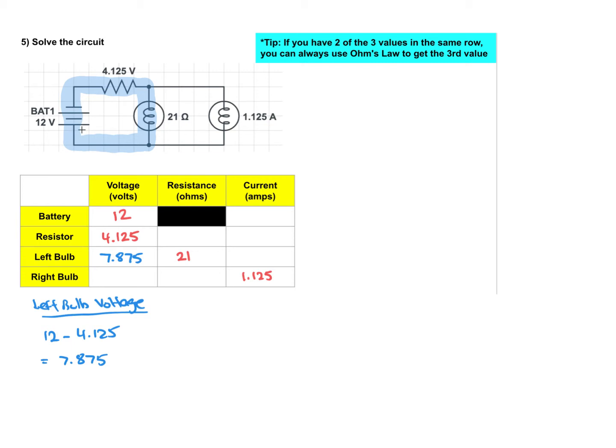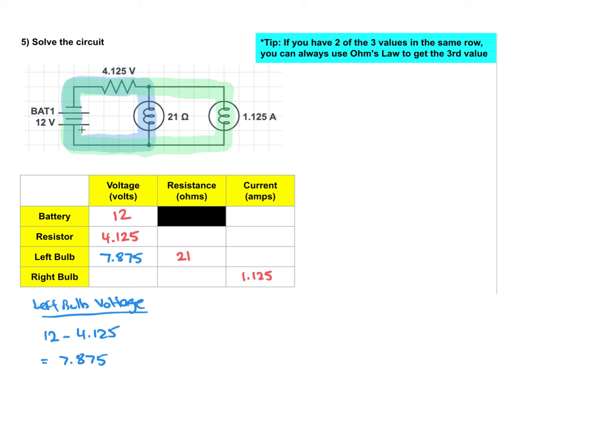So now I'm going to highlight a different loop. I'm going to start at the battery. It's going to go through the resistor and now straight through the junction and then hit the second light bulb and go back to the battery. I'm doing it in green here. So this is what I'd call loop number 2. It has to obey the voltage law as well.